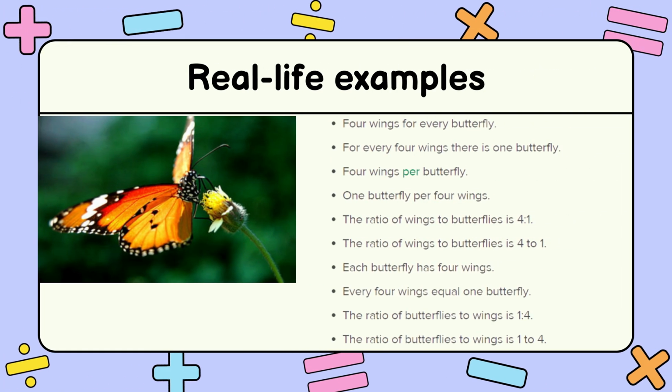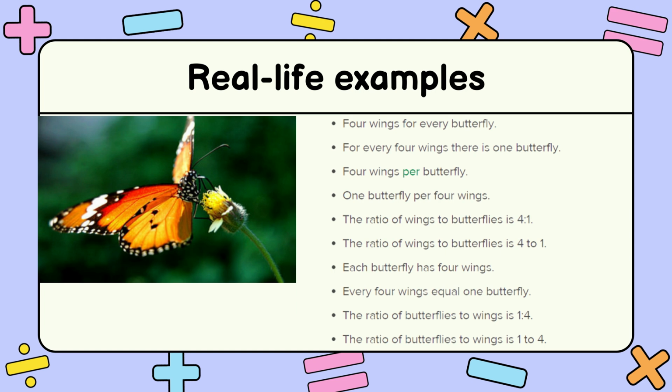Here, we can see a butterfly. Every butterfly has 4 wings. The relationship between butterflies and wings can be described as 4 wings for every butterfly. For every 4 wings there is 1 butterfly. 4 wings per butterfly. 1 butterfly per 4 wings. The ratio of wings to butterflies is 4:1.